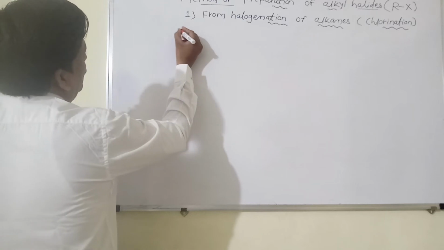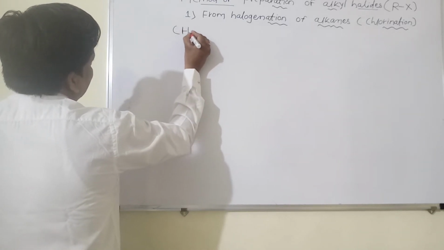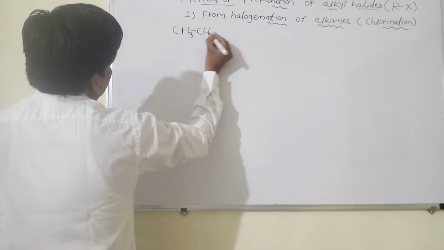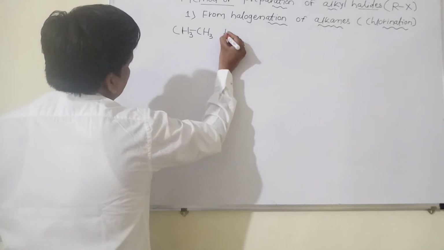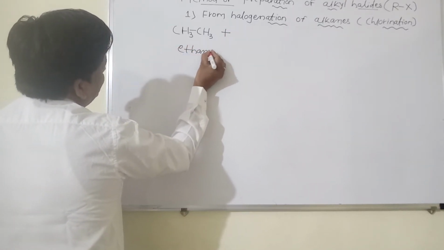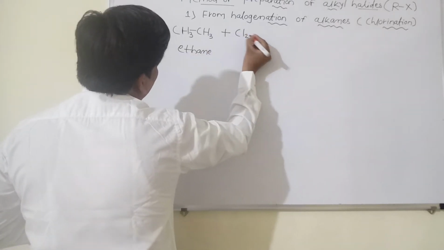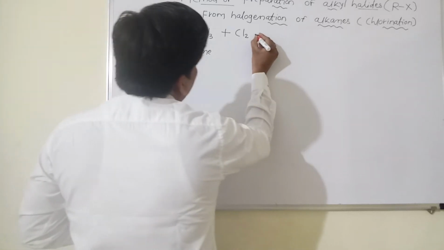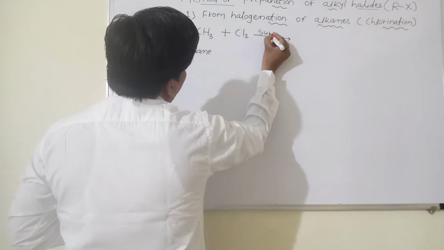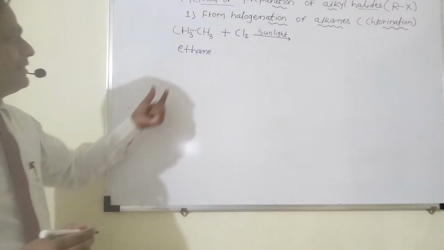Here we see the example. This is an example of ethane, CH3 single bond CH3. This is the structure of ethane. This ethane molecule undergoes chlorination. That means here we have to use chlorine, the Cl2 group. This reaction is carried out in the presence of sunlight or UV light.